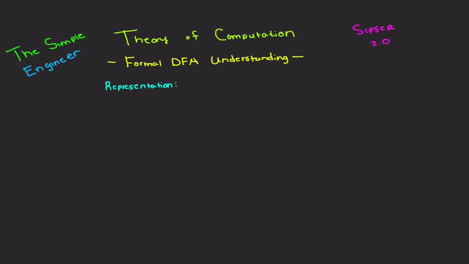Today we are going to be continuing our series for the theory of computation, and what we're going to delve into today is the formal understanding of DFAs, or Deterministic Finite Automatas.